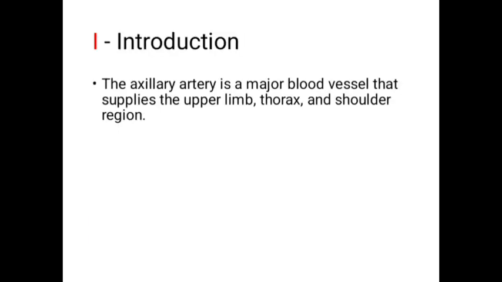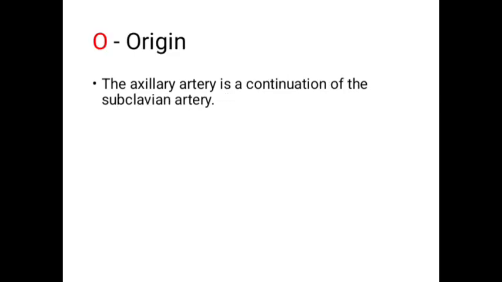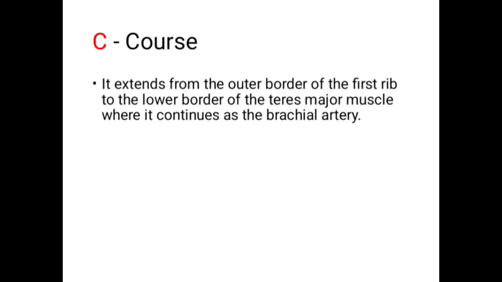Now with this, our introduction is: the axillary artery is a major blood vessel that supplies the upper limb, thorax, and the shoulder region. Now, origin. The axillary artery is a continuation of the subclavian artery because it extends from the outer border of the first rib to the lower border of the teres major, where it continues as the brachial artery.